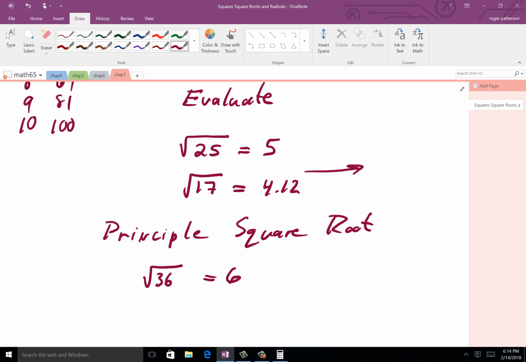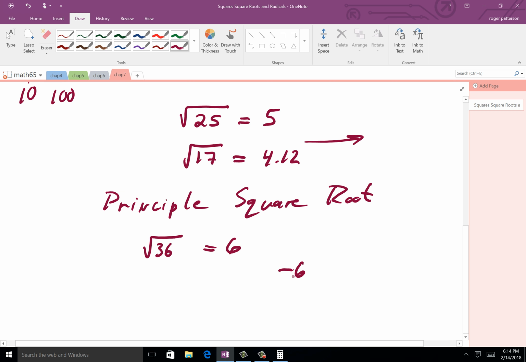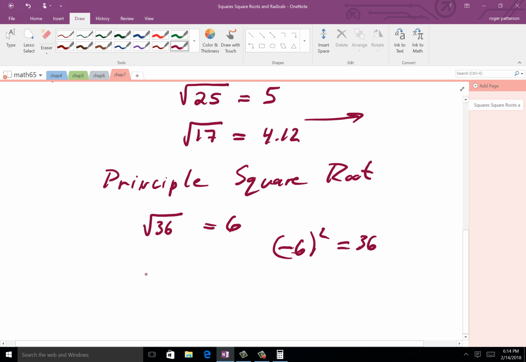However, if we took -6 and we squared it, we would also get 36. So really, the square root of 36 is equal to plus or minus 6.